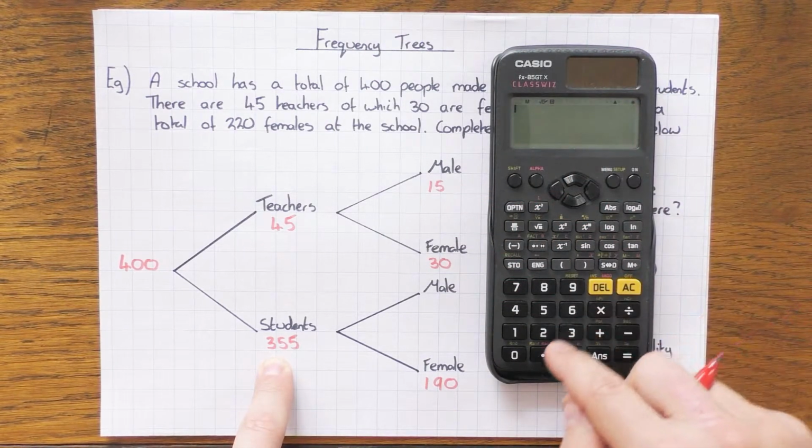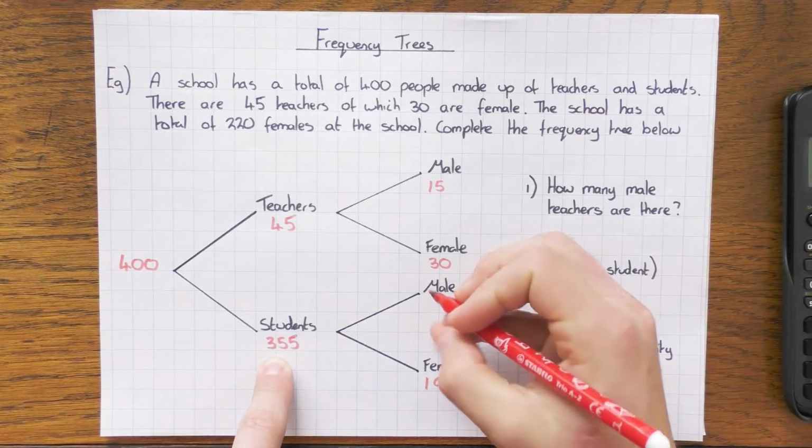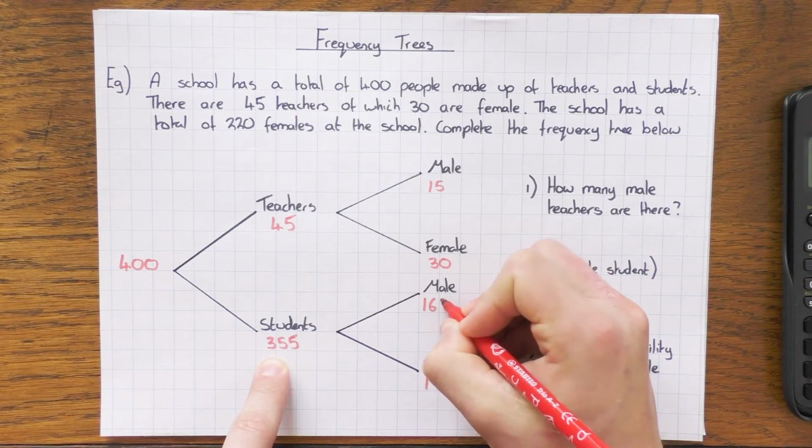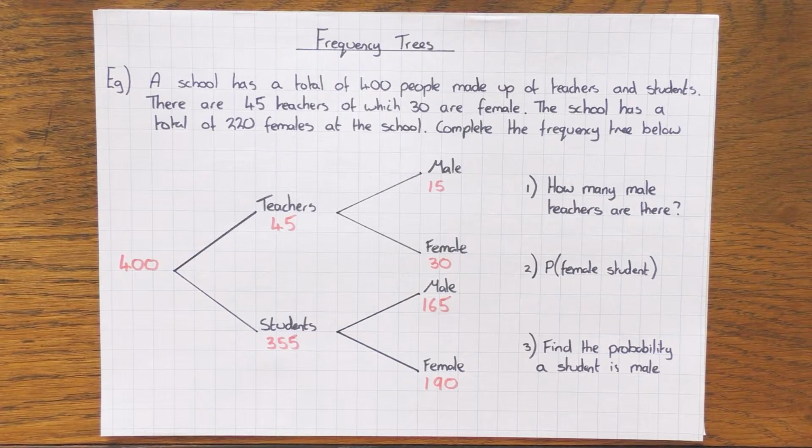I'll just double check before I potentially make a mistake. Yeah, 165. Okay, and of course, if it is non-calculator, just do a little bit of calculations if you need to. Right, so now we've filled in our frequency tree. Let's have a look at some questions.